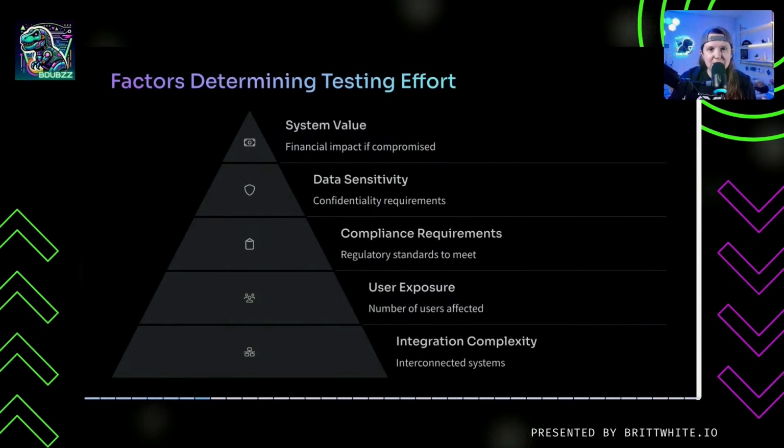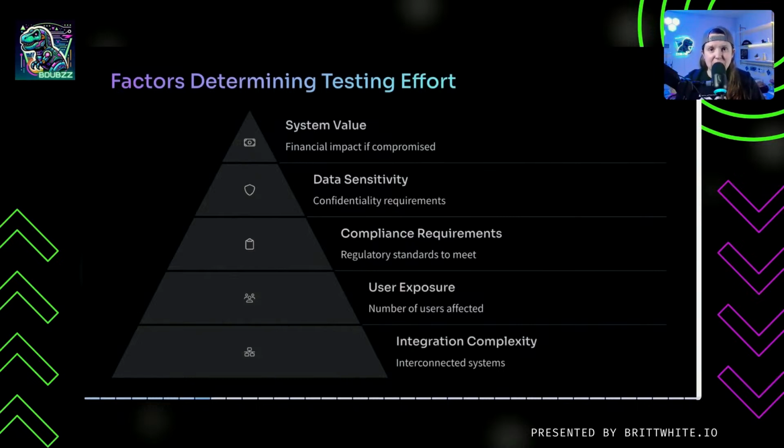Third are compliance requirements. Some systems must meet specific regulatory standards, like HIPAA or PCI DSS, and they set minimum testing requirements that you have to follow. Fourth is user exposure. How many people interact with the system? A public-facing website needs more thorough testing than an internal tool used only by a few employees. Finally, there's integration complexity. More interconnected systems mean more potential points of failure that we need to test.